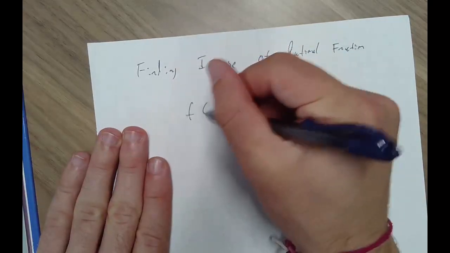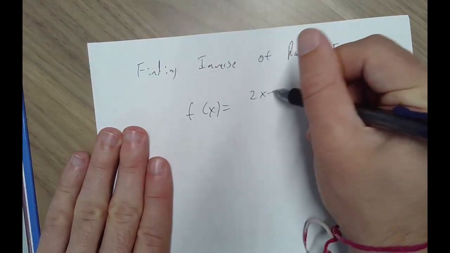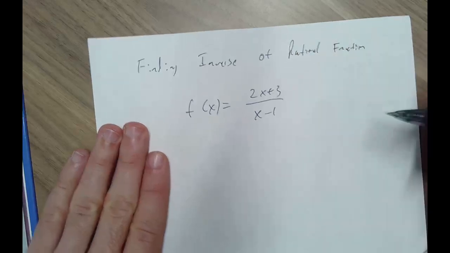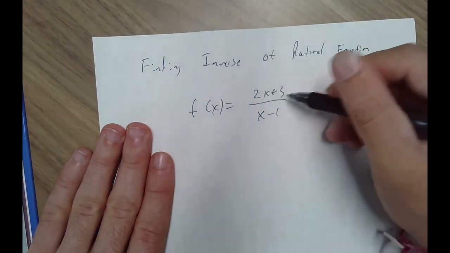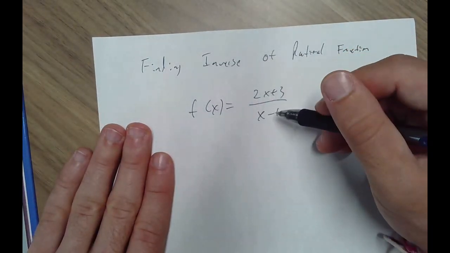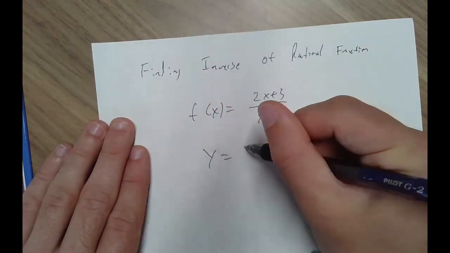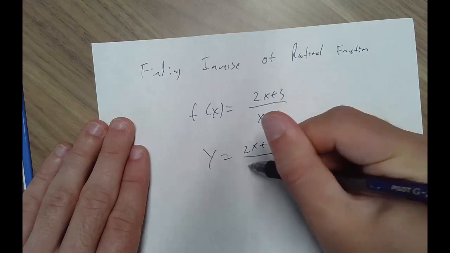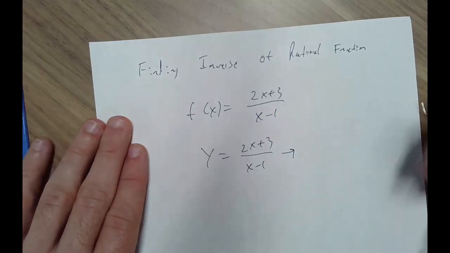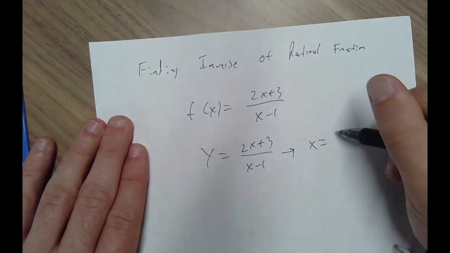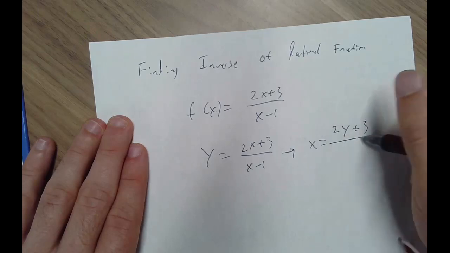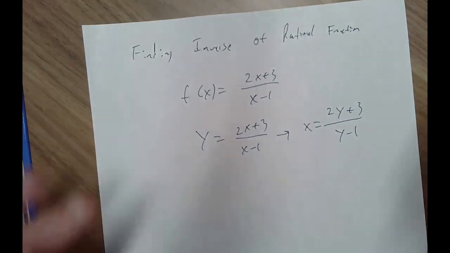So let's say we have f of x equals 2x plus 3 over x minus 1. This is a rational function. We have an expression on top and an expression on bottom. The steps are the same, right? So we're going to write it as y equals 2x plus 3 over x minus 1, and then we're going to do the switcheroo, right? x equals 2y plus 3 over y minus 1.